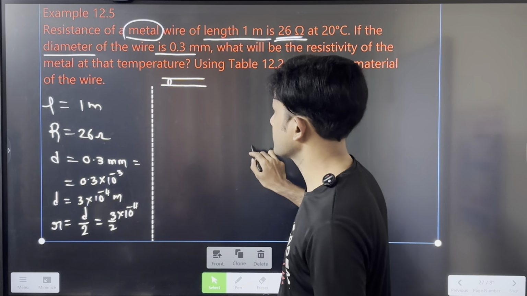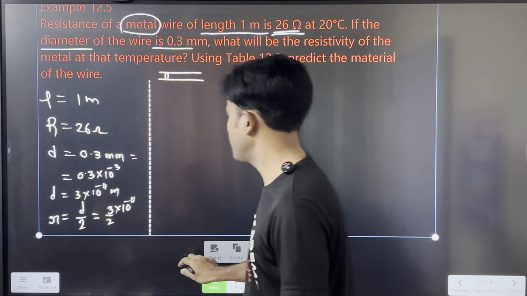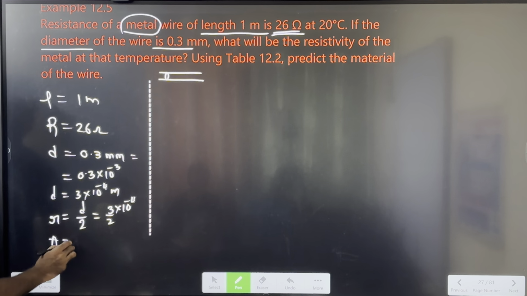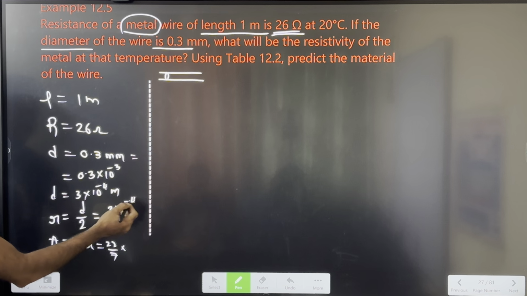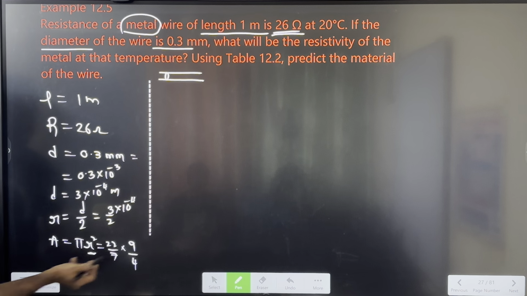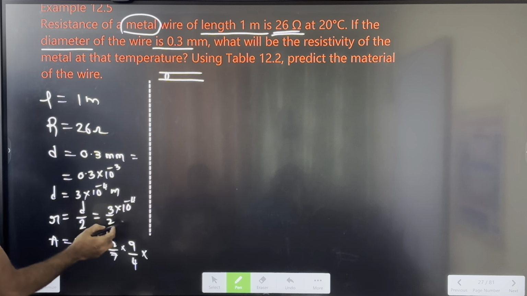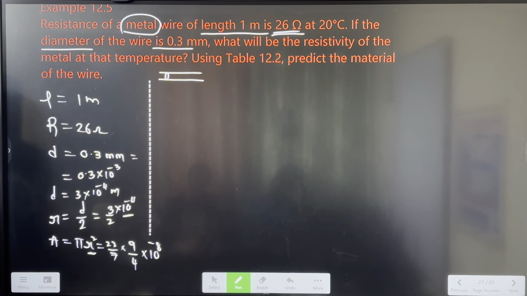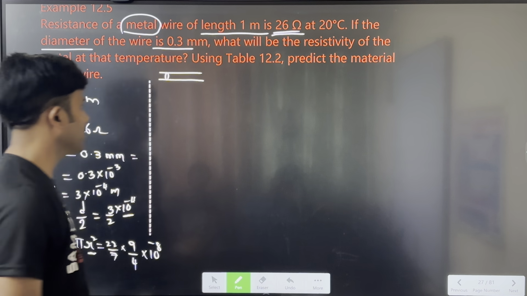Area equal to pi r square. Yes or no? Area equal to pi r square. And just you write here itself. Area equal to pi into r square. Pi means 22 by 7. Radius square means 3 by 2 into 3 by 2, 10 power minus 4 into 10 power minus 4. 3 by 2 into 3 by 2 is 9 by 4, into 10 power minus 4 into 10 power minus 4 is 10 to the power of minus 8, and this is the area in meter square, right?